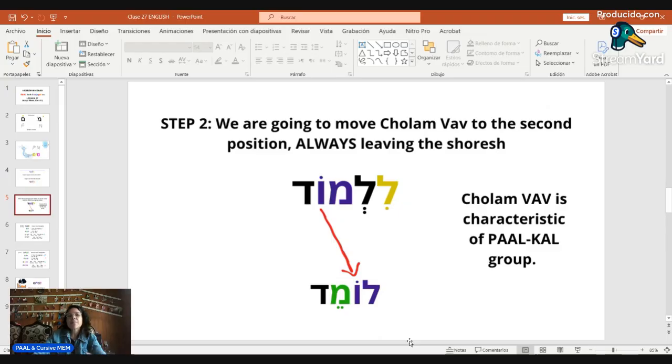Step 2. We move holam vav and put it in the second position. We leave the shoresh, and holam vav takes the second position. I wrote here that holam vav is characteristic of the PAAL or KAL group. It can be one, but there are some KAL verbs that don't have holam vav in this position.